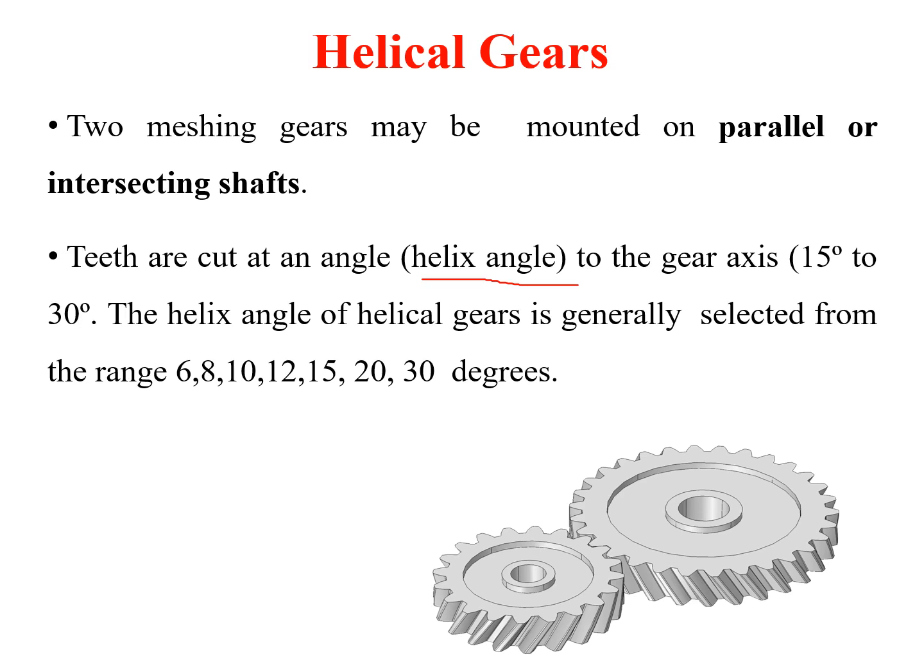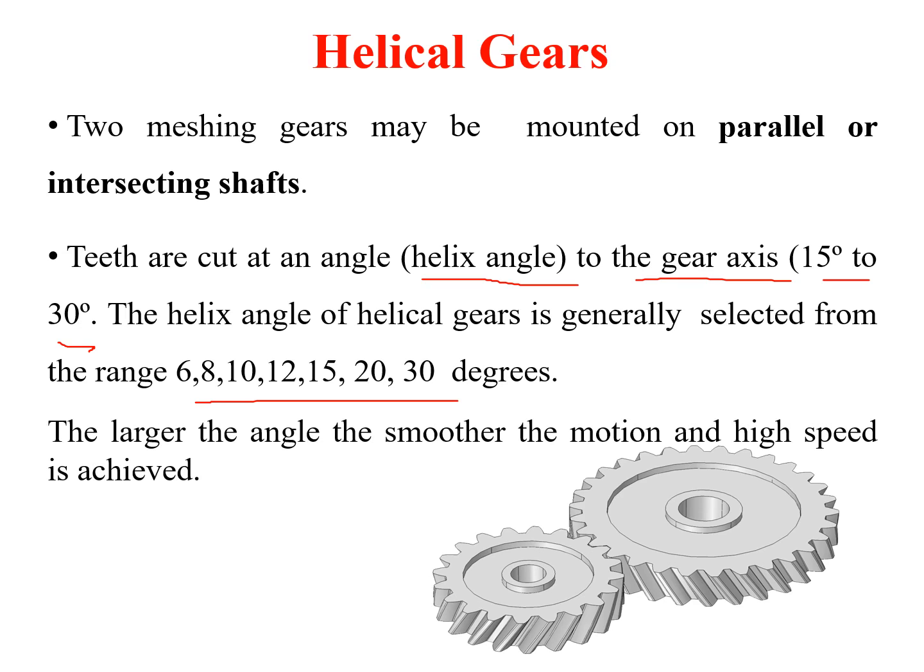Okay, so it is cut at an angle to the gear axis, around 15 degrees to 30 degrees. Basically the range of the helix angle of a helical gear is 6, 8, 10, 12, 15, 20, 30. So 6 to 30 you can say. Now the larger the angle, the smoother the motion and the higher the speed achieved. So usually an angle of more than 15 is preferred.